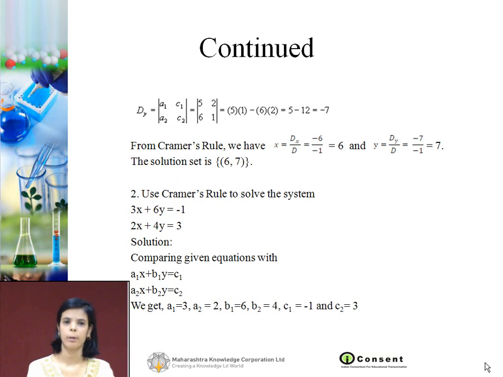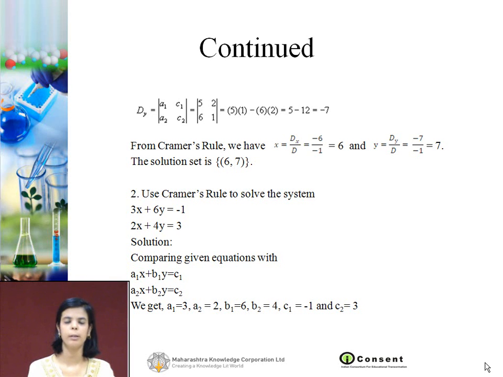Now for Cramer's rule, we have x is equal to dx upon d, that is equal to minus 6 upon minus 1, that is equal to 6, and y is equal to dy upon d, that is equal to minus 7 upon minus 1, equal to 7. So the solution set of the given equations is (6, 7).